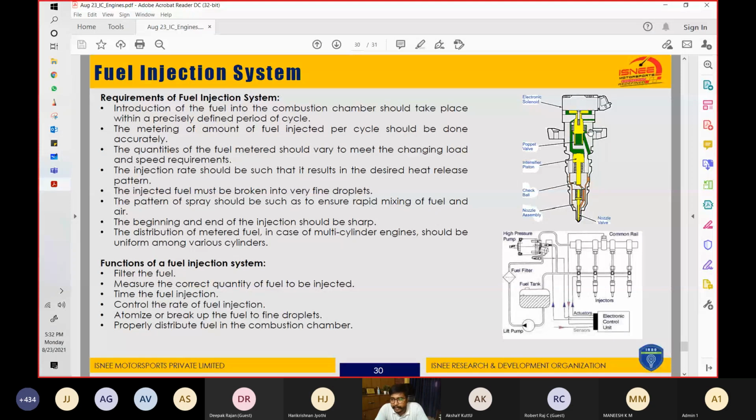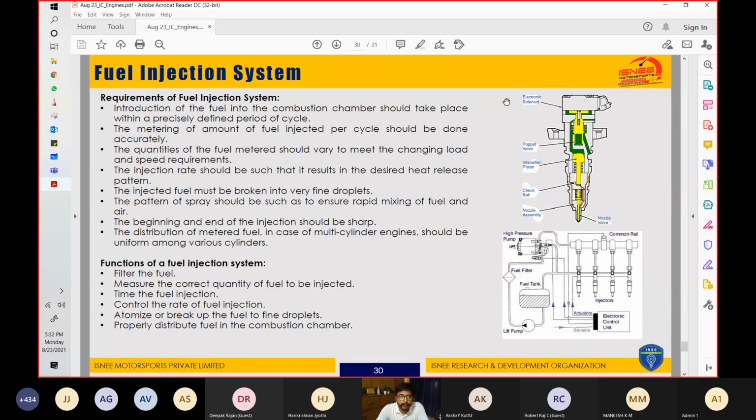And now we will see the internals of the injector. There is an electronic solenoid, and then there are the poppet valve, intensifier piston, check ball, nozzle assembly, nozzle valve, and basically a lot of components that allow the injector to spray a fine mixture, or fine fuel, or atomized fuel, you can say.